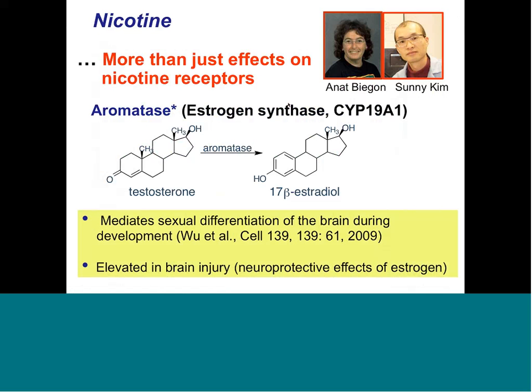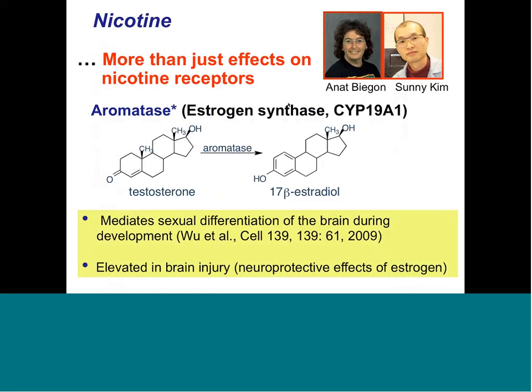So nicotine affects not only the nicotine receptor, but it also affects this enzyme aromatase. Aromatase is the enzyme that converts testosterone to estrogen. And it's very important. It hasn't been studied very much. It mediates sexual differentiation in the brain during development.